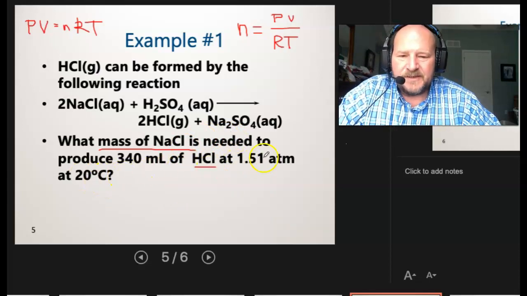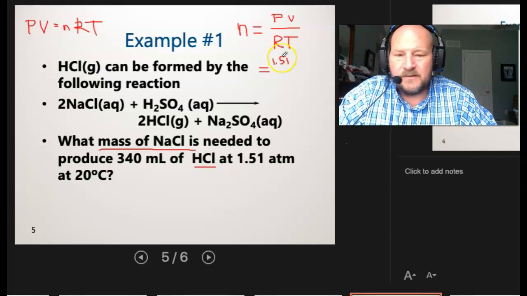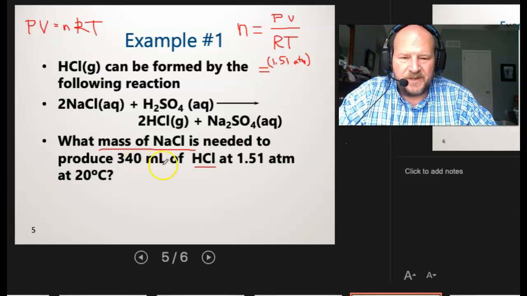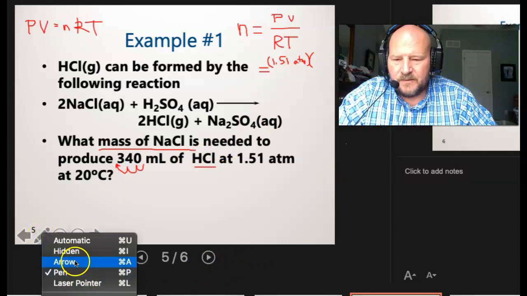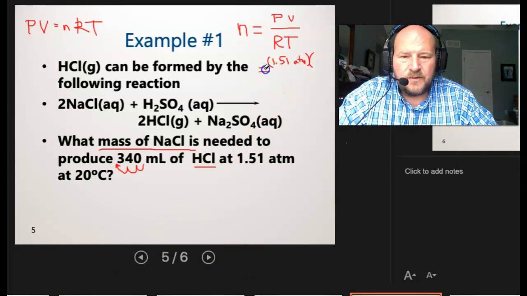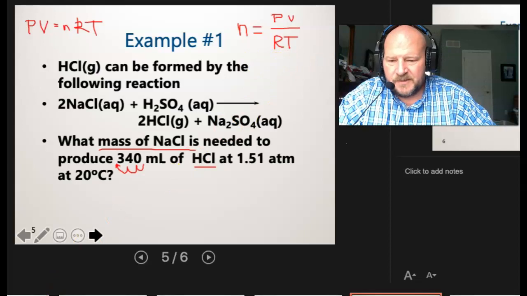So let's see, we have 1.51 atmospheres. So moles is going to equal 1.51 atmospheres times our volume, which is 340 milliliters. We're going to change that to liters real quick. Just divide that by 1,000. So that's going to be times, I'm running out of space here. Well, let's make some more room. Not exactly sure how I'm going to make more room on the slide, but we're going to.